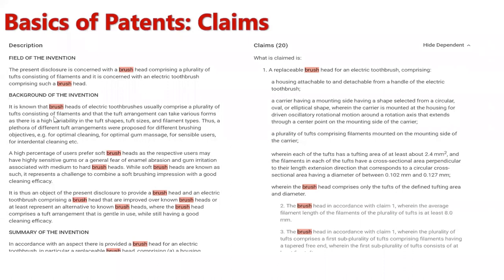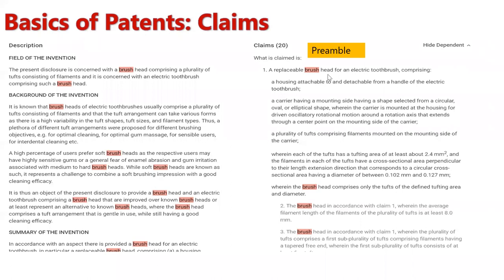Background of the invention, summary of the invention, and claims. This is very important: whatever claim you are writing here, it should be unique. This claim contains two parts: the main independent part, and another is the claim body part. So this is your preamble.